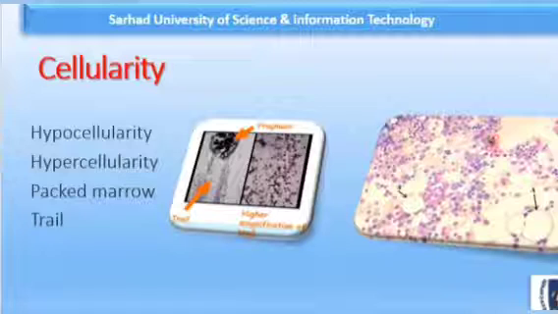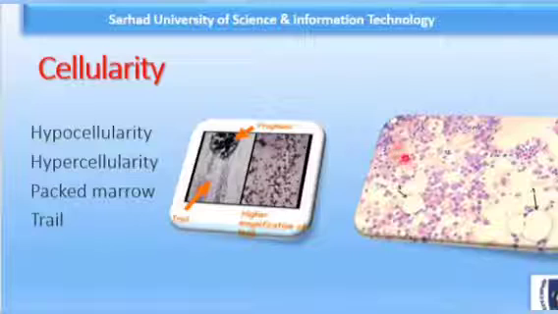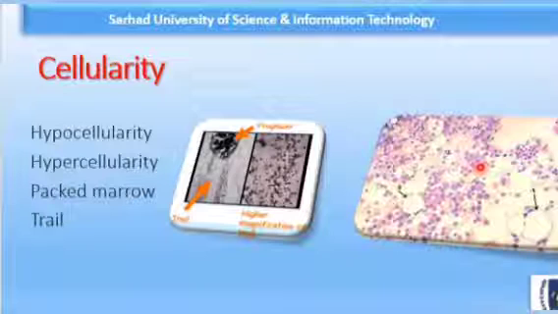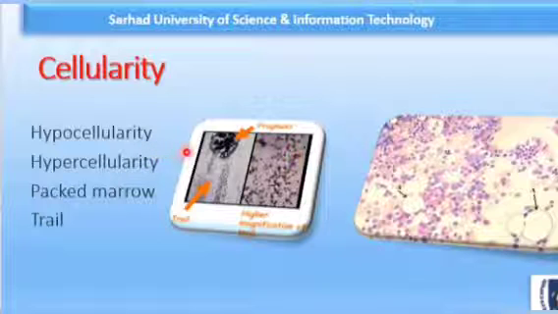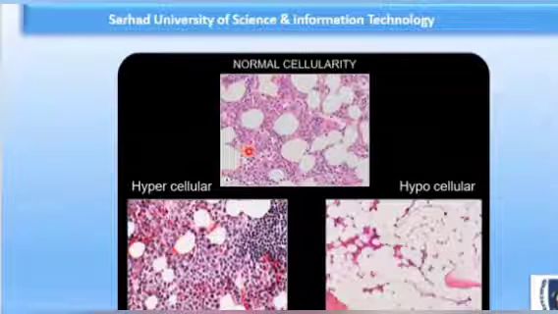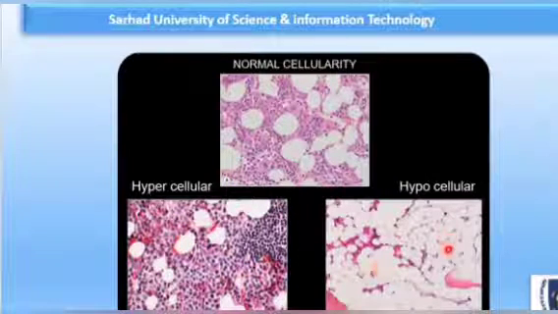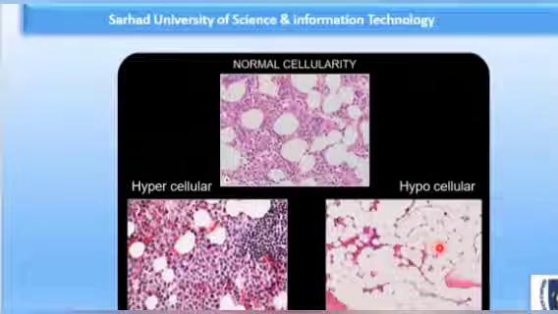So, like here, this is a normal marrow, and these are the fat spaces. These are the myeloid cells. Here you are also looking for some megakaryocytes, but in the cellularity, you are specifically looking for hypercellularity, packed marrow, and then you are also looking for the trail. Here, this is a normal cellularity of a bone marrow. This is hypercellular, and here you are looking at hypocellular. Fat spaces are more here.